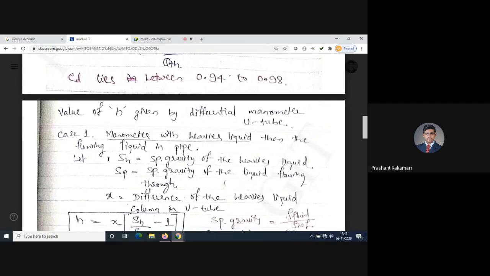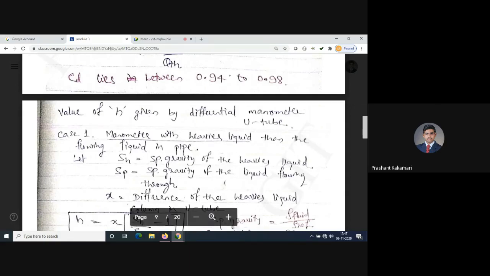So I am going to represent the specific gravity of the heavier liquid as SH, because in the lab you are using mercury, and every time they write density of mercury, rho M, or SM. But in the reference of theory, I consider any liquid which is heavier than the flowing fluid, and that I represent as SH. The specific gravity of the liquid flowing in the pipe, the enclosed channel, I will consider as SP. The flowing fluid may be any chemical, water as in the lab or in civil applications, or oil in different oil industries. So the specific gravity of the liquid flowing through the pipe is different.